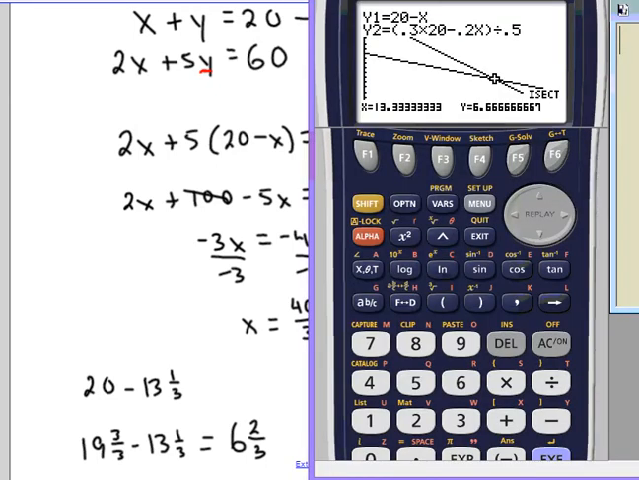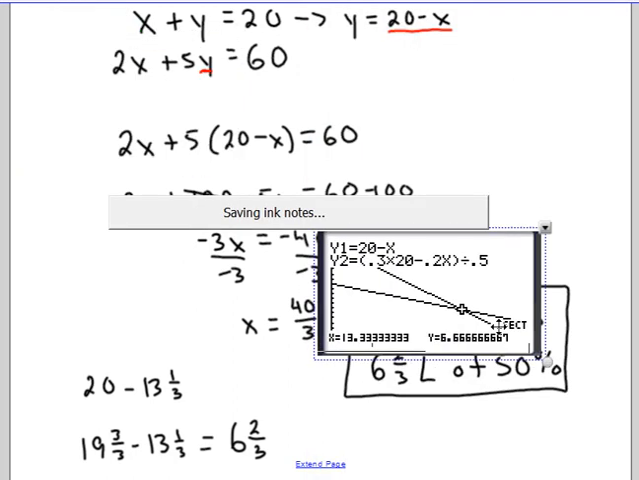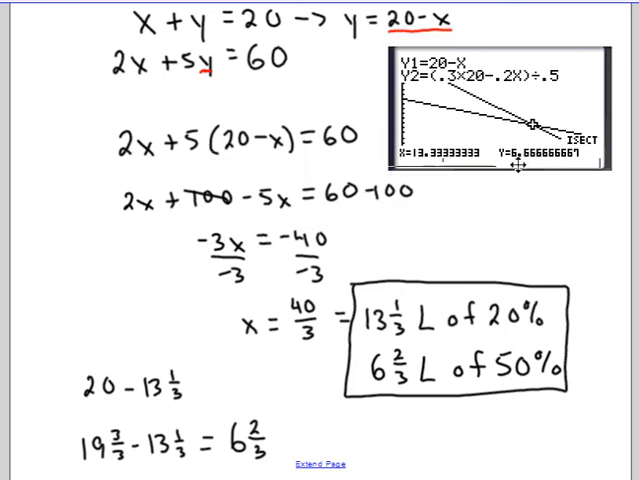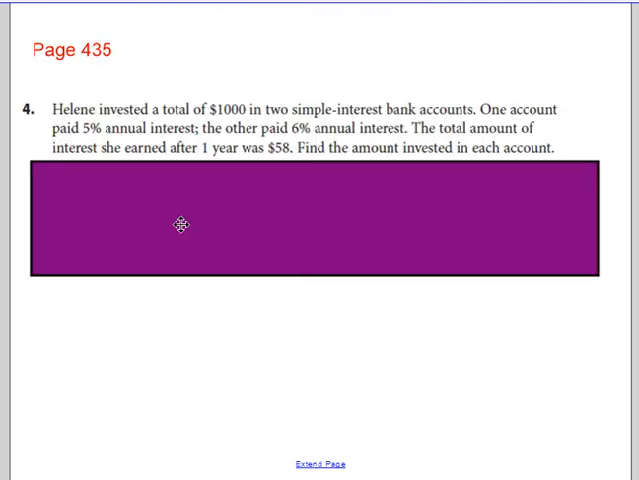Right, maybe I'll take a picture of this so we can look at it. X is 13.3, and the y is 6.6 repeating, which is 6 2/3. So graphing, the calculator finds it right there for us. All right, let's do another one here.